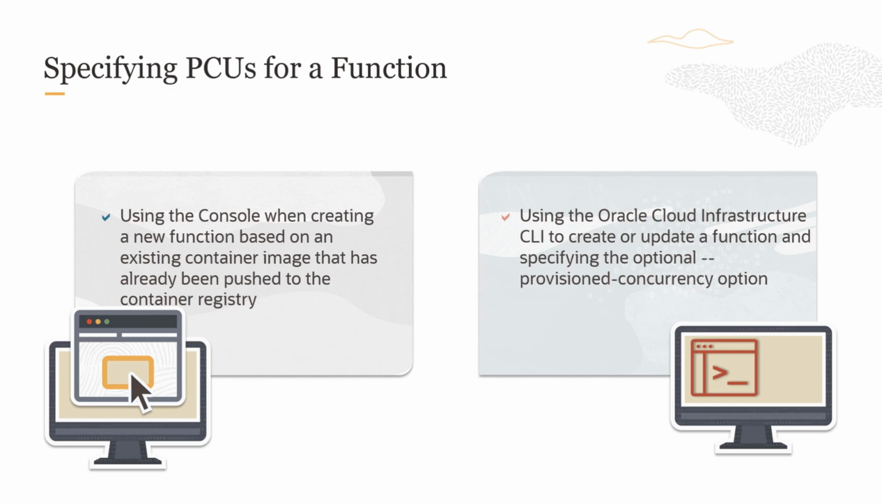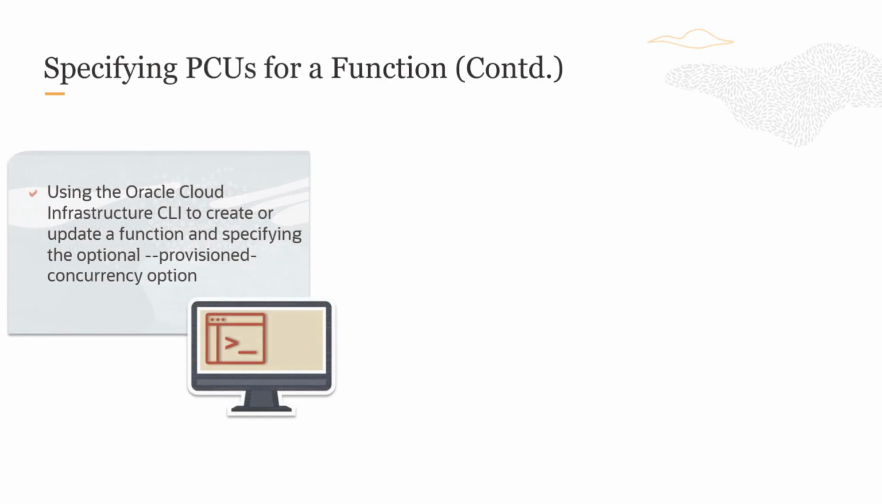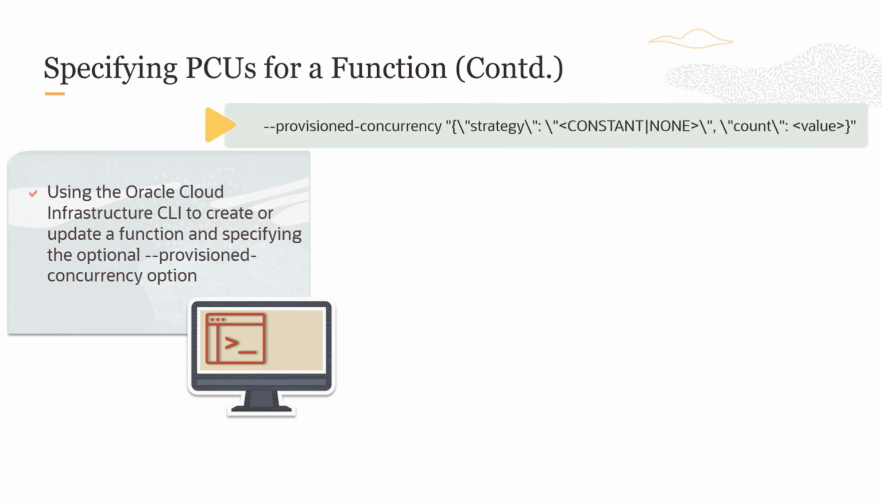Let's take a closer look at the provisioned concurrency option. The format is as shown on the screen: provisioned concurrency with the following value. Here, strategy indicates whether to use provisioned concurrency. So if you provide the value as constant, it means you're using provisioned concurrency. And if you don't want to use provisioned concurrency, you must specify none.